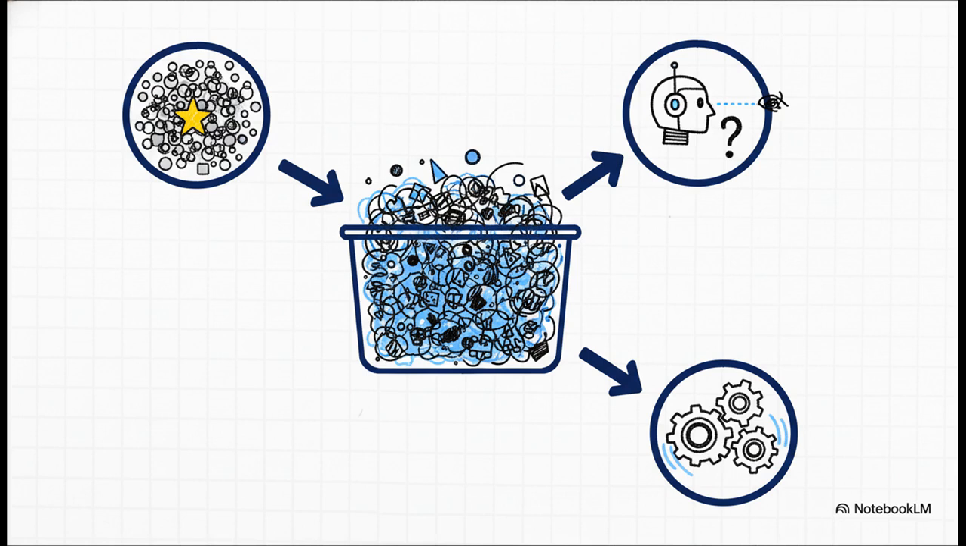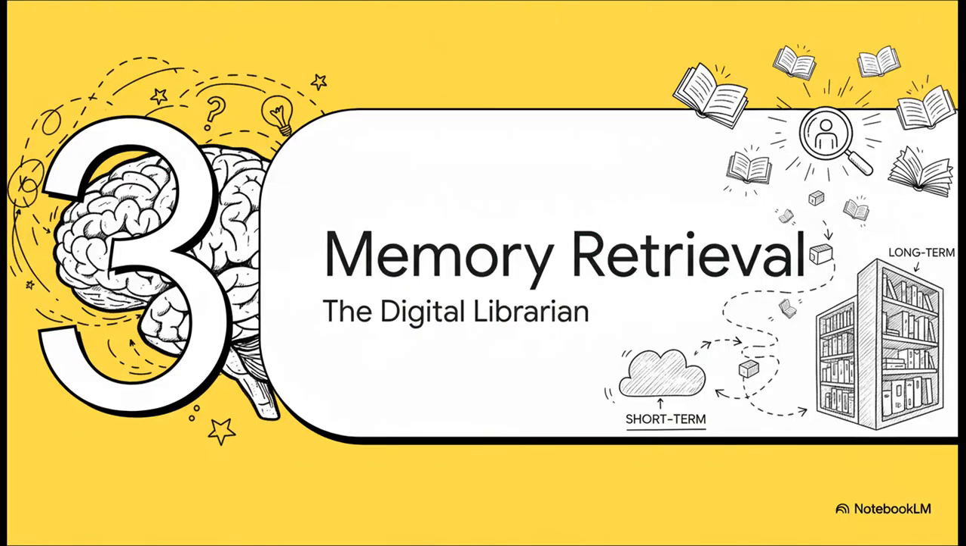The more the AI has to reread on every single turn, the slower and clunkier it gets. So if that short-term post-it note is so fragile, how does the AI tap into that massive permanent library we talked about? The solution is this incredible process called memory retrieval. You can think of it like having a super fast digital librarian who can find the exact sentence in a billion books in less than a second.